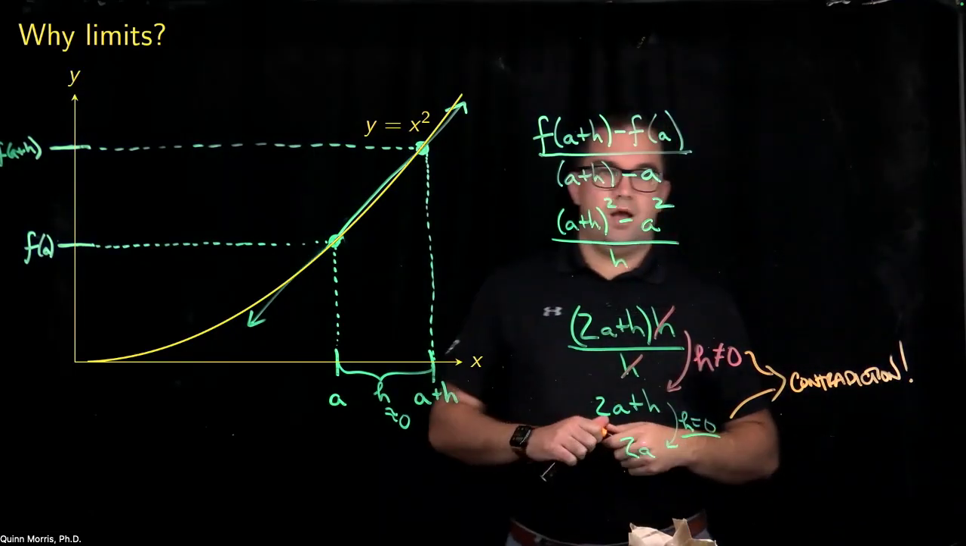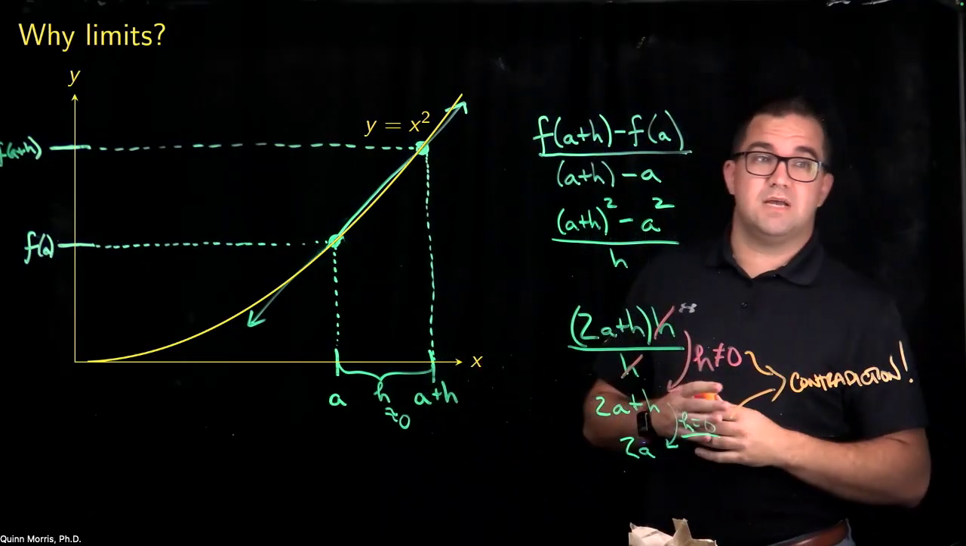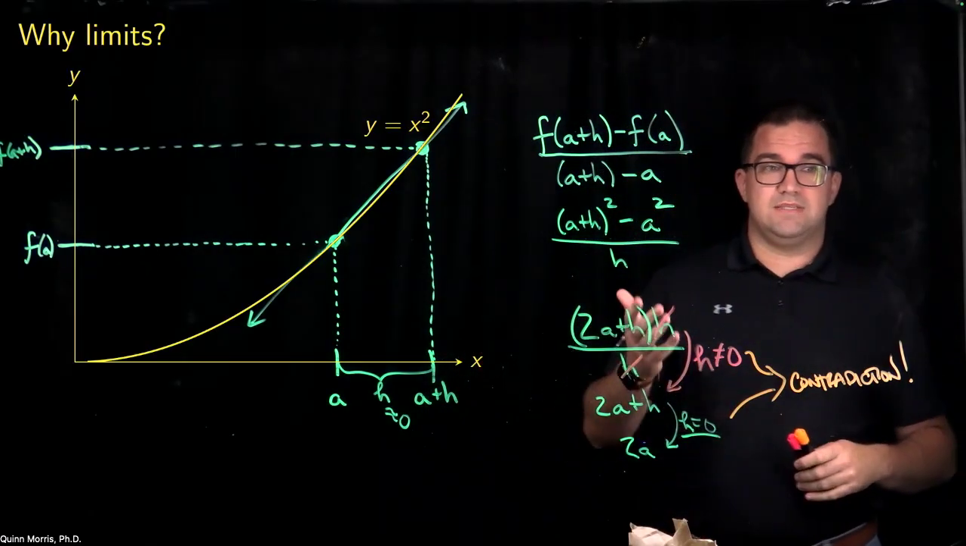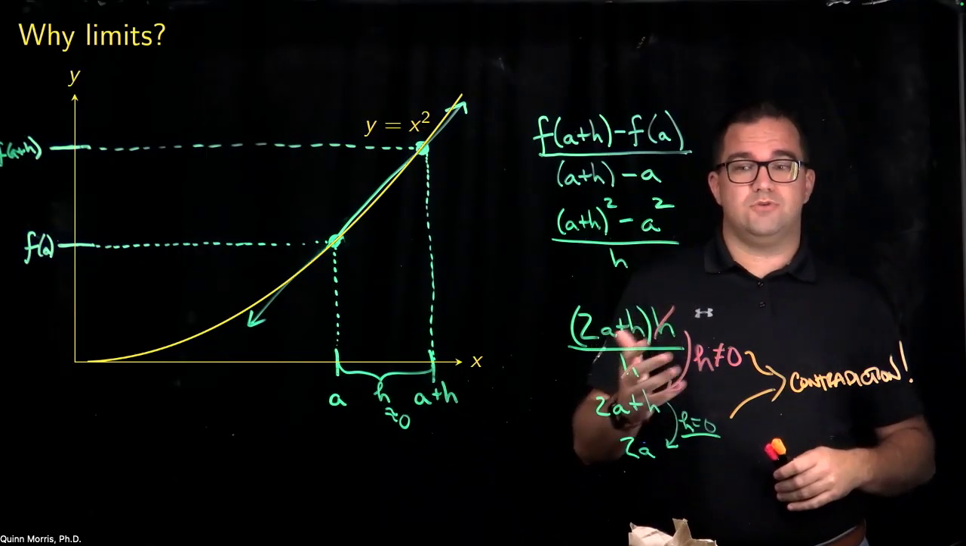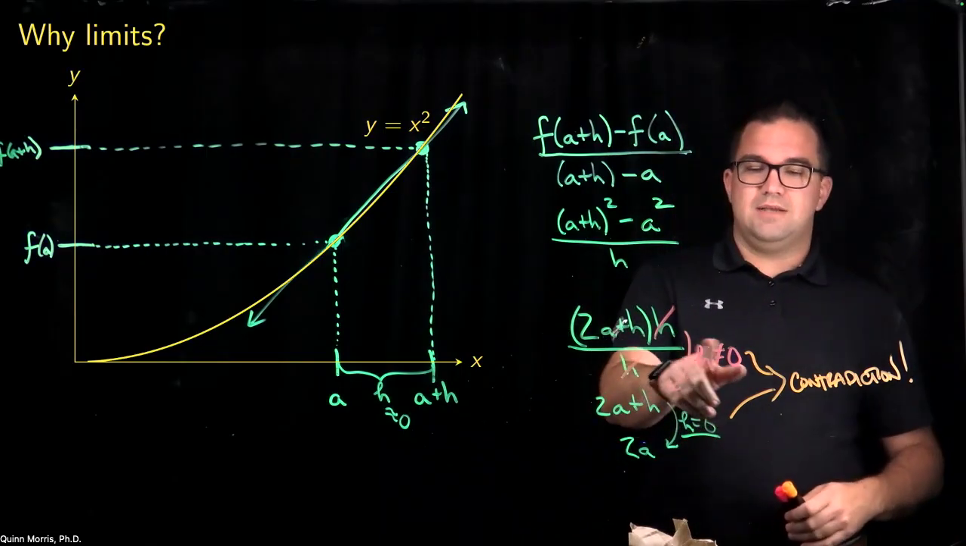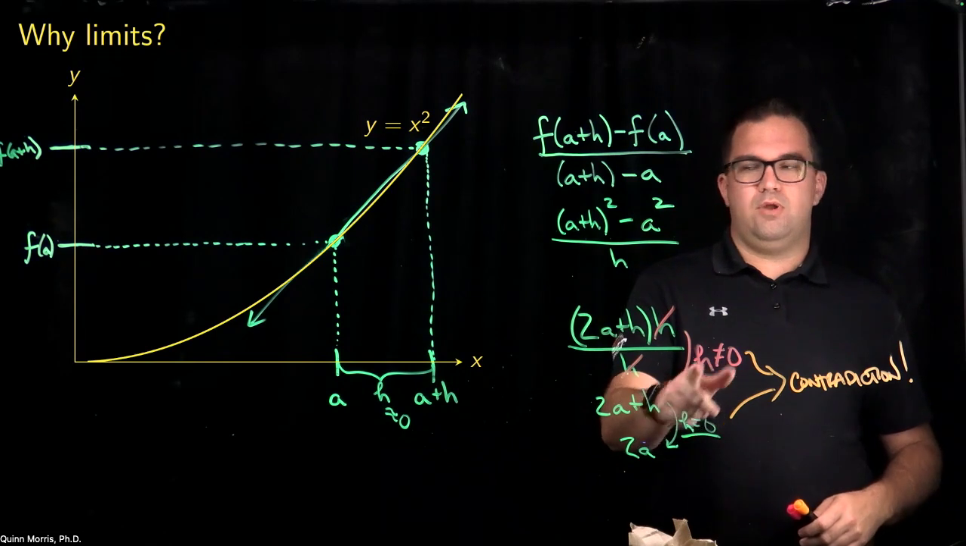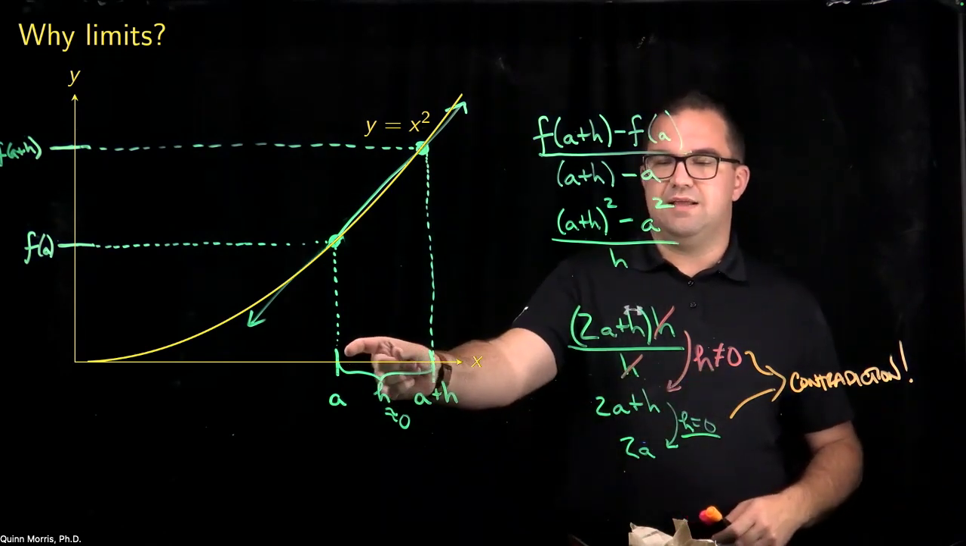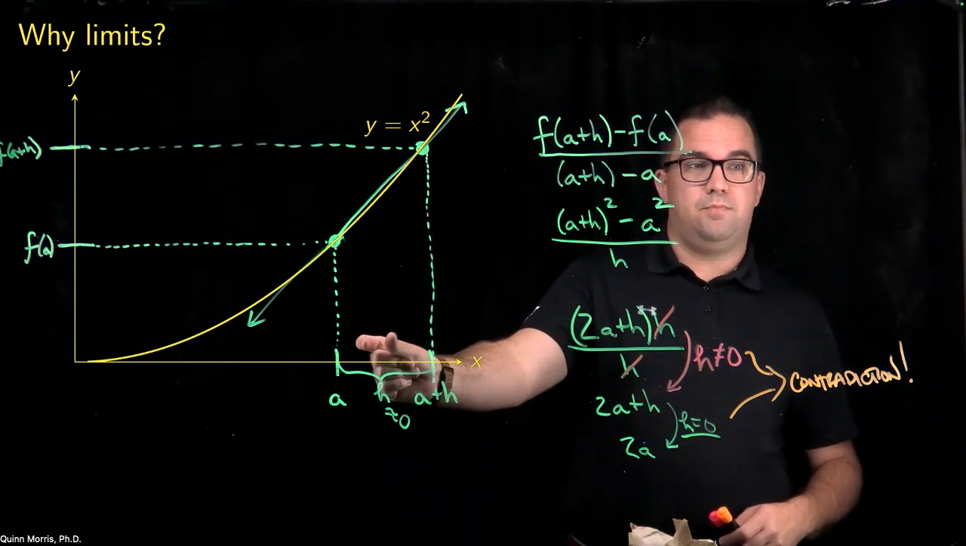So the question becomes, and really the motivation for discussing limits is to try to deal with this idea. How do we deal with this contradiction? On the one hand, I sort of feel okay about this. Well, I don't want h to be equal to zero because I'm thinking about this secant line. So I want these to be two distinct points.